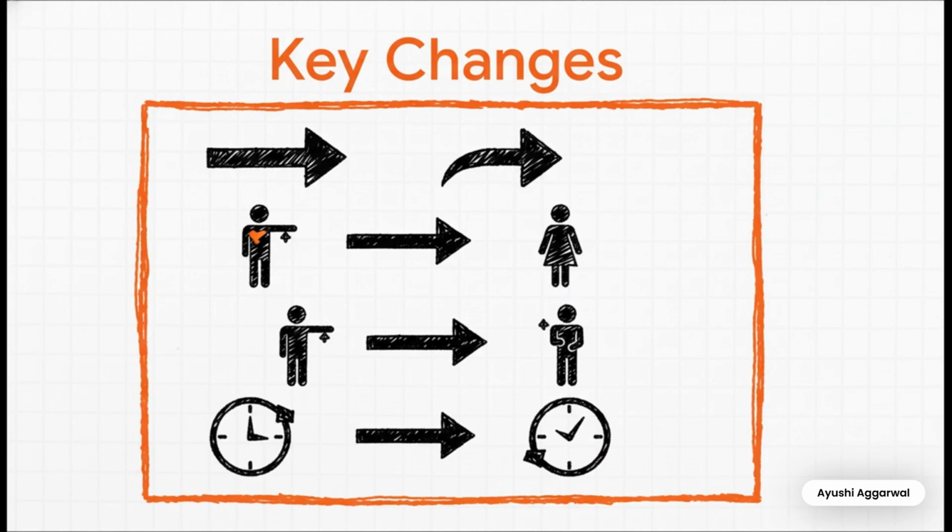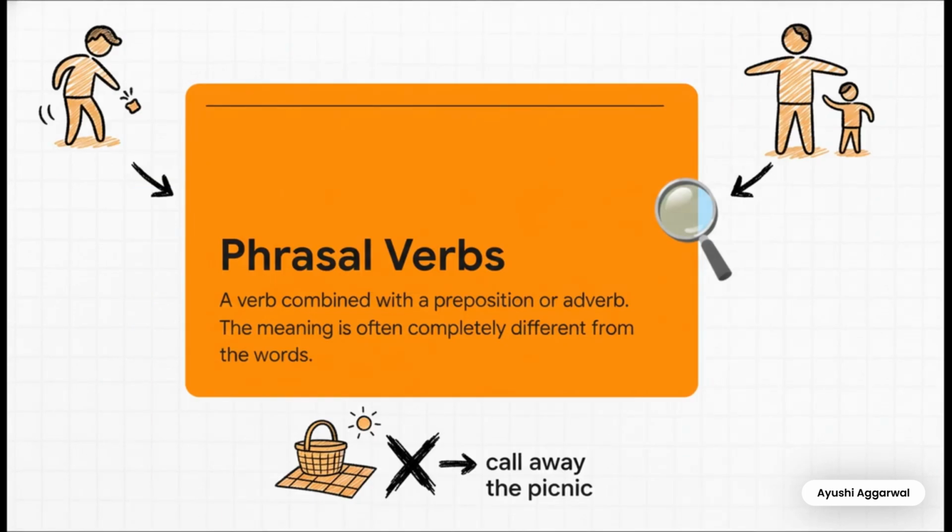And here's a quick summary for you. These are the 4 key changes needed to make the sentence correct. In an exam, just checking for these specific shifts in tense and pronouns is the fastest way to get to the right answer. All right, let's move on to our second question, which deals with phrasal verbs.